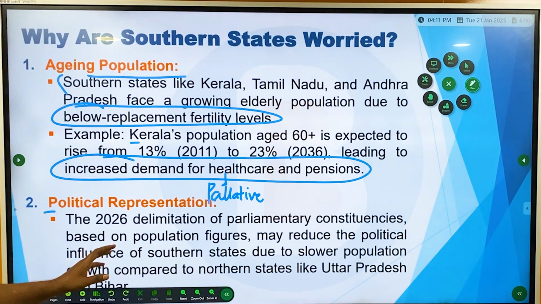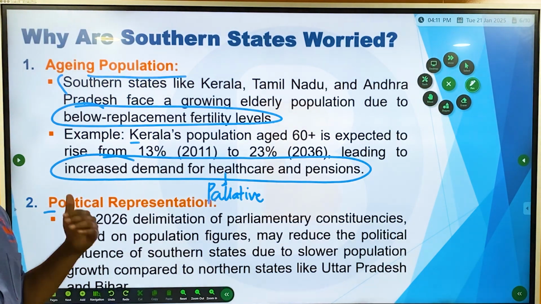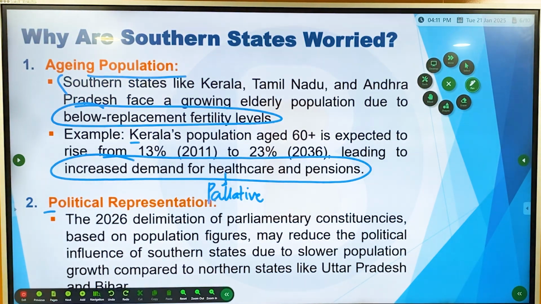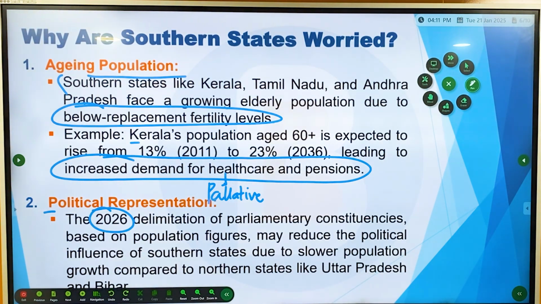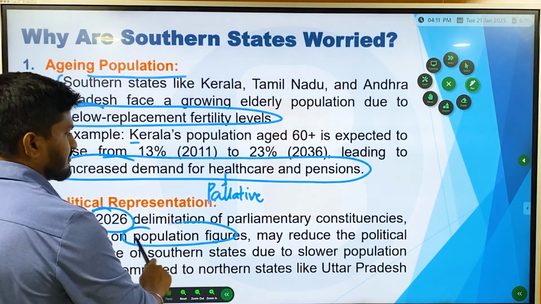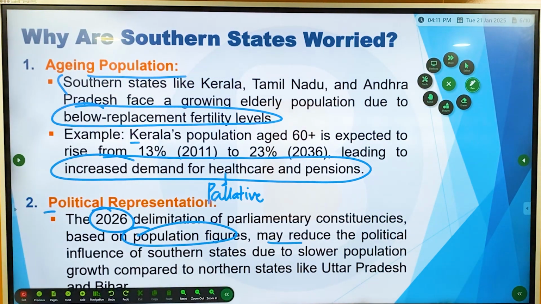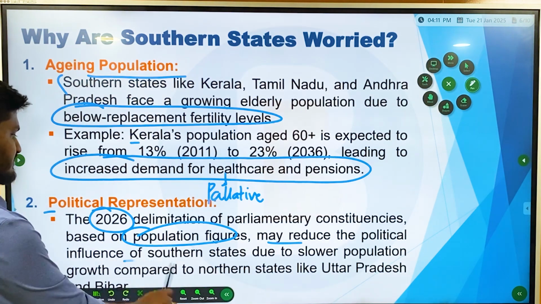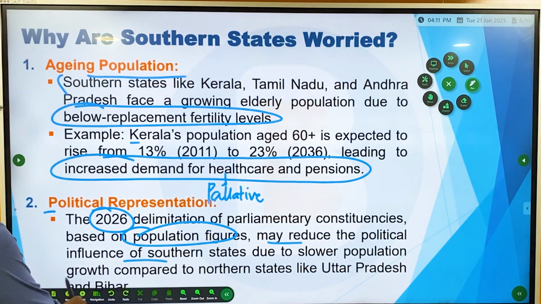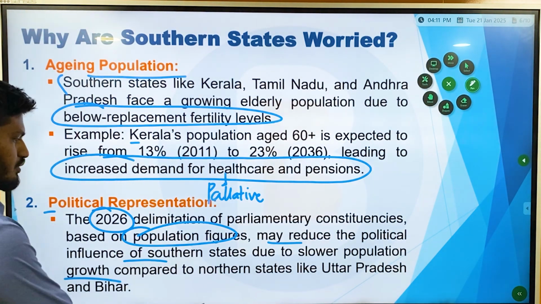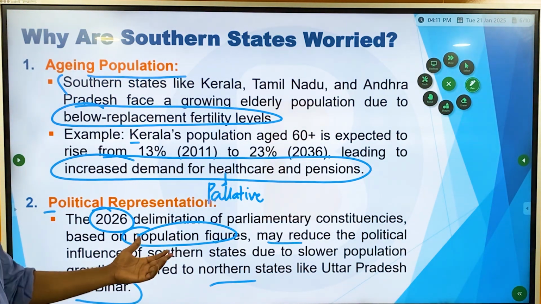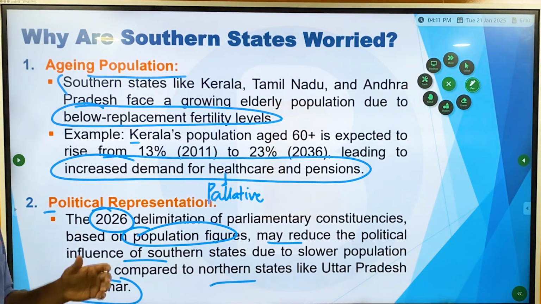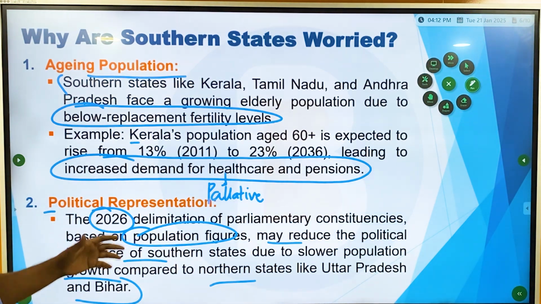This is one of the reasons why politicians are forcing or encouraging people to have more children. That is, the 2026 delimitation of the parliamentary constituencies based on the population figures may reduce the political influence of southern states due to slower population growth compared to the northern states like Uttar Pradesh and Bihar. Okay, this population figures is the main idea behind delimitation.